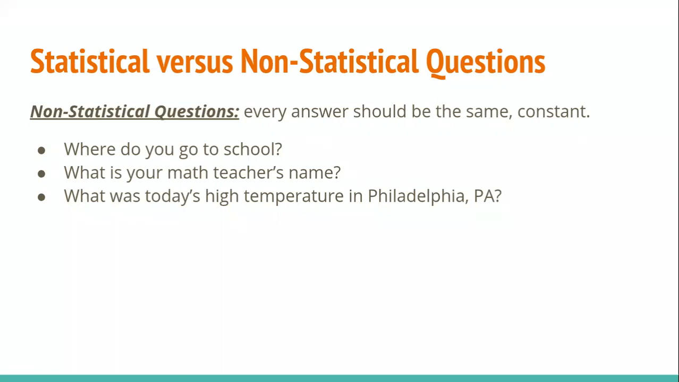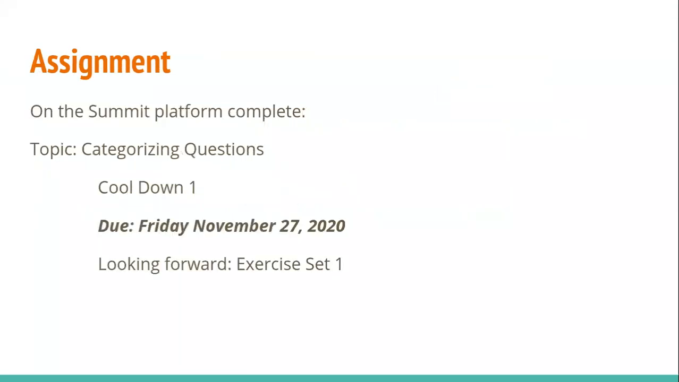So your assignment, good people, on the Summit platform: I want you to complete, under the topic categorizing questions, cool down 1. It is due by Friday. You know that you will not have me on Friday. You will only have me today. But it is due on Friday, which means that I will start checking the cool downs on Saturday. So when we meet next Monday, you will have some response.